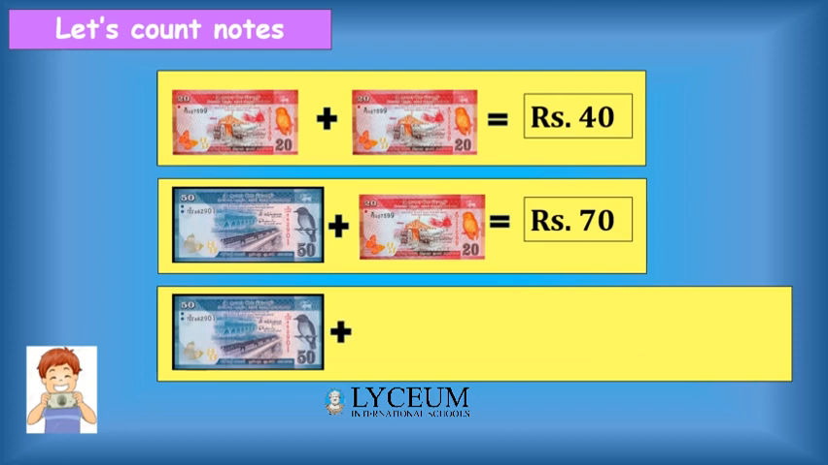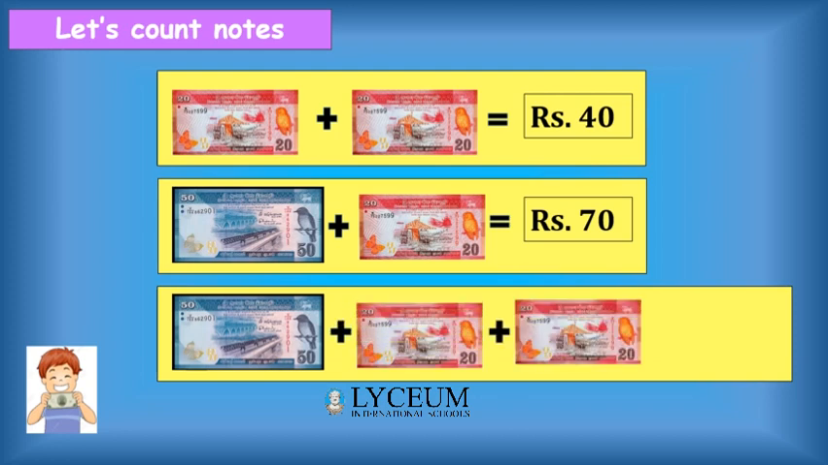Next one, 50 rupees plus 20 rupees plus another 20 rupees. Now what should we do? First we count the two notes at the beginning. So 50 plus 20 gives us 70. 70 plus the next 20 makes 90. Answer is 90 rupees. Let's move on.